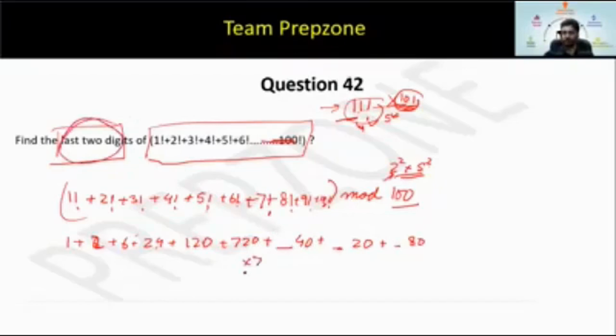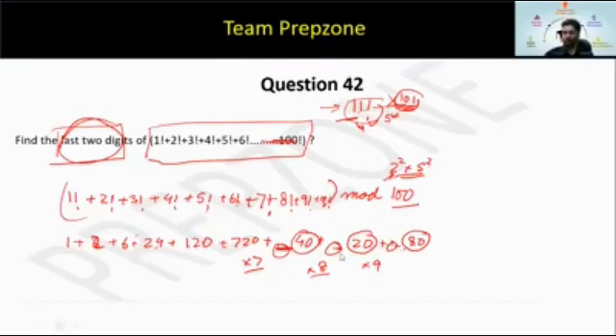What is this into 7? What were the last 2 digits? 40. What is this into 8? What are the last 2 digits? 20. What is this into 9? What were the last 2 digits? 80. I don't care what is there in this portion. I just want to calculate the last 2 digits.